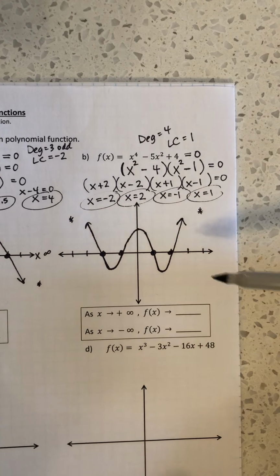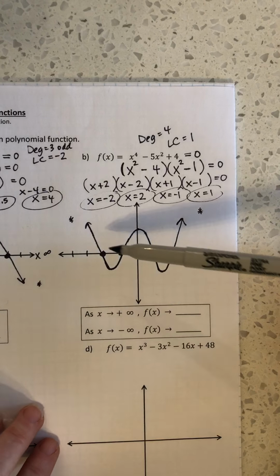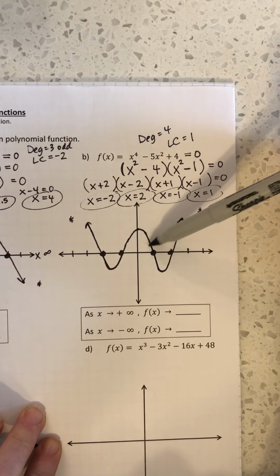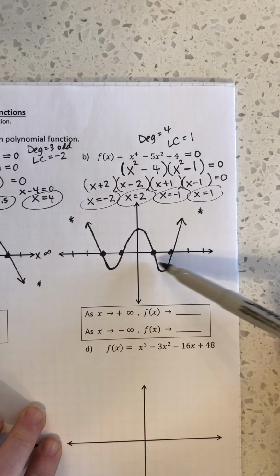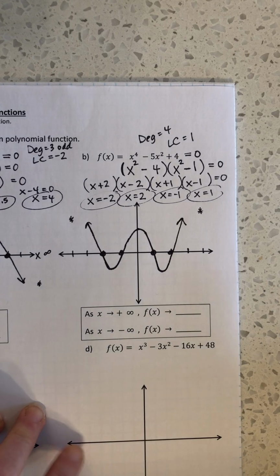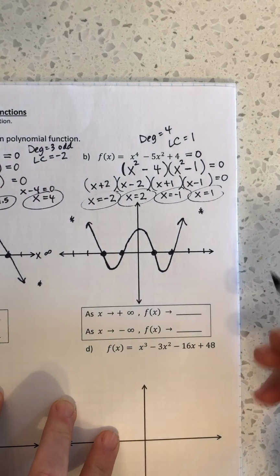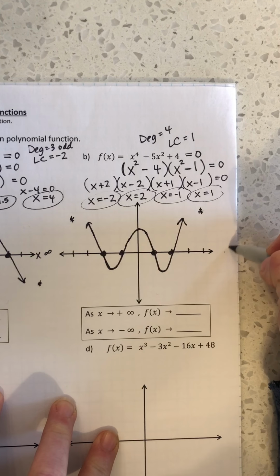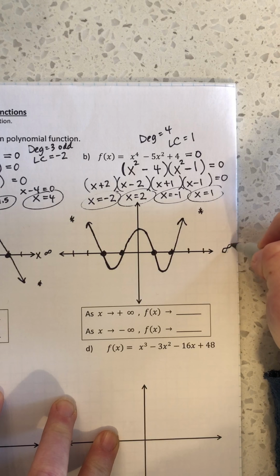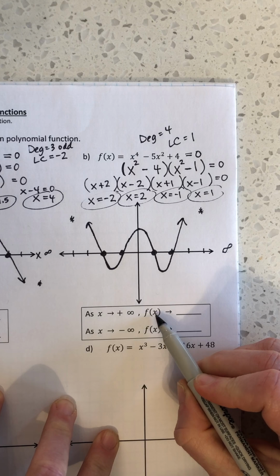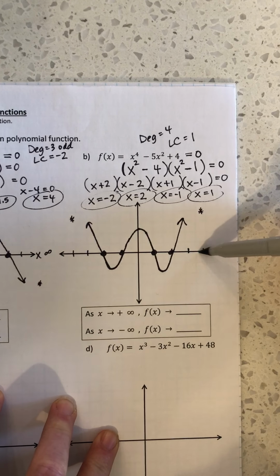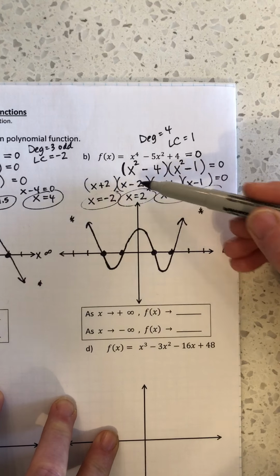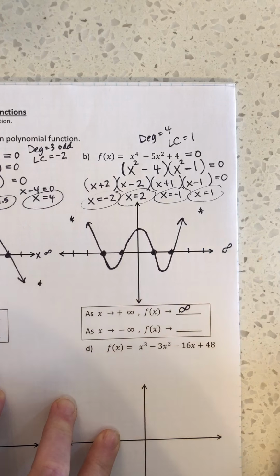And again, it might not look exactly like mine, but we should have the same x-intercepts, and our graph should be positive in the same spots, and it should be negative in the same spots. All right, let's fill in our end behavior. So as x goes to positive infinity, what is f of x, y heading towards? Well, as x got bigger, what was the end of the graph doing? It was going up. So y is heading towards positive infinity.